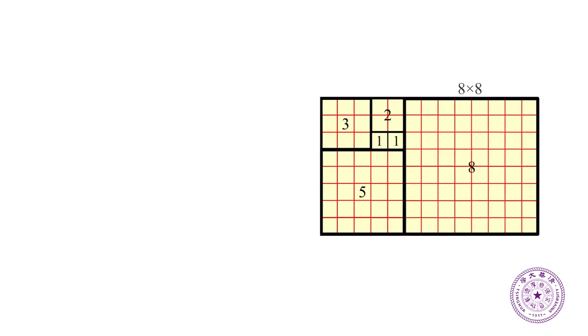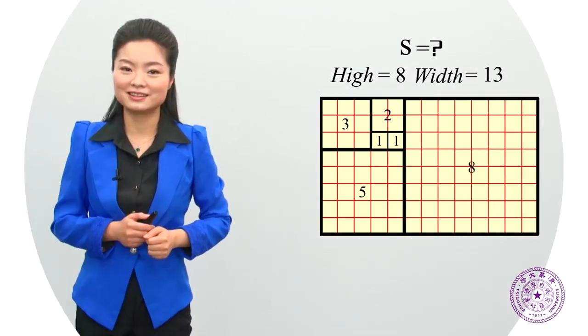So what do we find? This is the last equation we just listed: 1, 1, 2, 3, 5, 8. The quadratic sum of all these numbers should be equal to the area of the big rectangle. What's the area of the rectangle? Its height is Fibonacci number 8, and its length is Fibonacci number 5 plus 8, equal to 13.